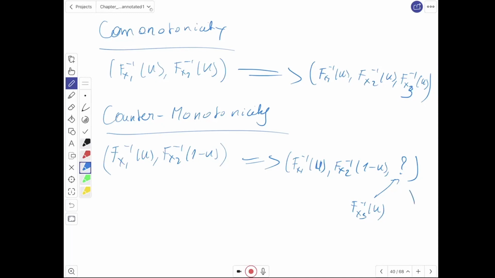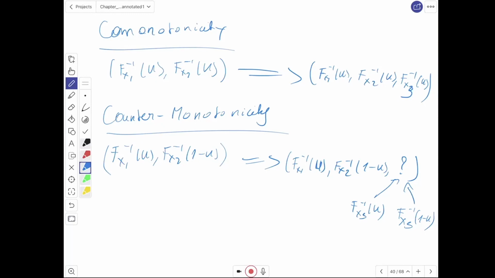So you want that actually X3 is F_X3 inverse of 1 minus U. Because then X3 and X1 move in perfect opposite directions. But then you have the problem that X3 moves perfectly together with X2, right? So that's the problem. If you want to extend counter-monotonicity to more than 2 dimensions, it is a problem. It's not clear how we can do that.